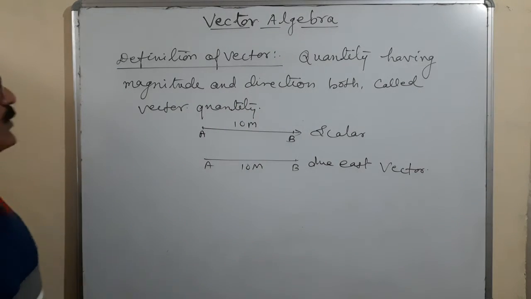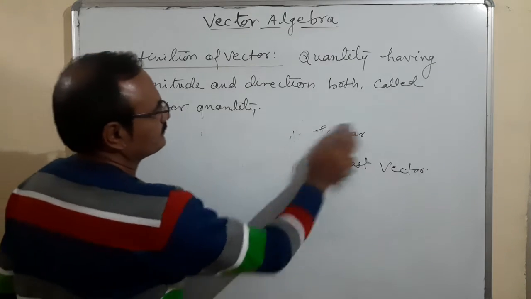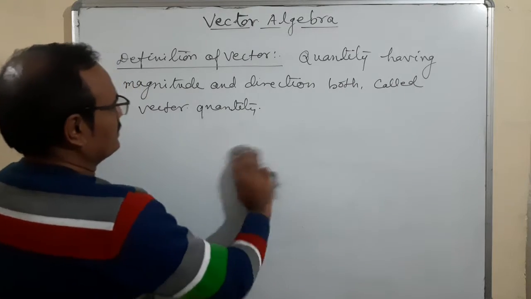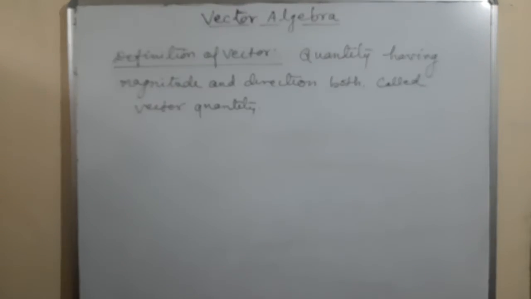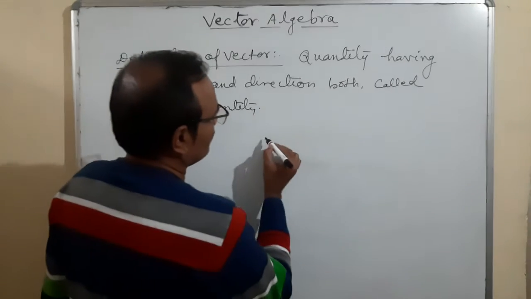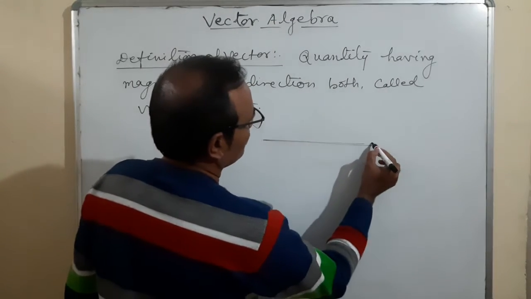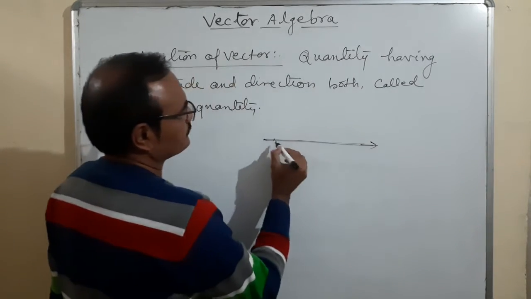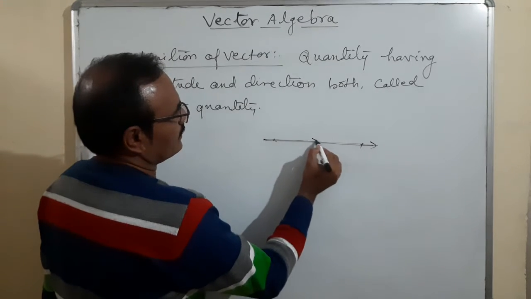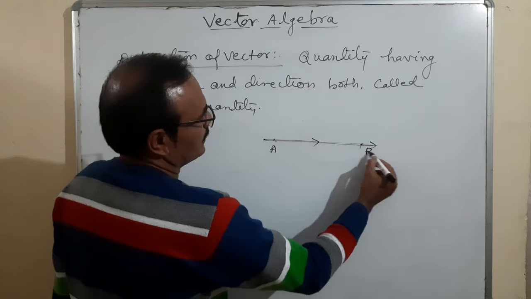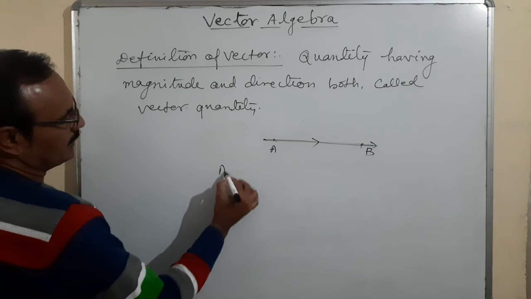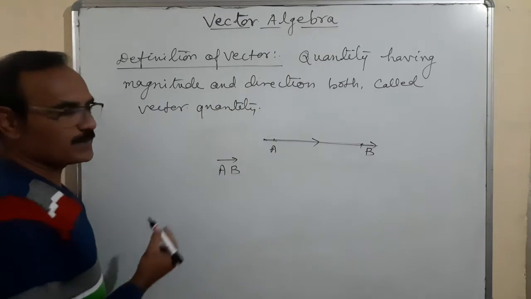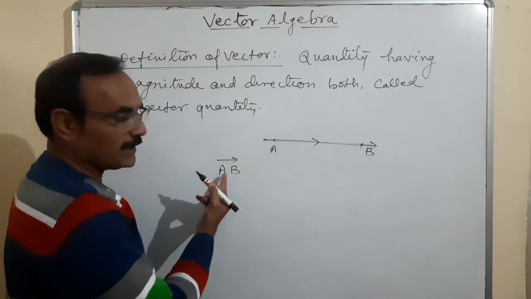Now, how to represent vector quantity? We are going to represent it in that format. Suppose this arrow here, like this. And when I use the term, it is A, here is B. So we'll use AB, and I put the arrow like that. That means this is the representation of vector quantity starting from A to B.